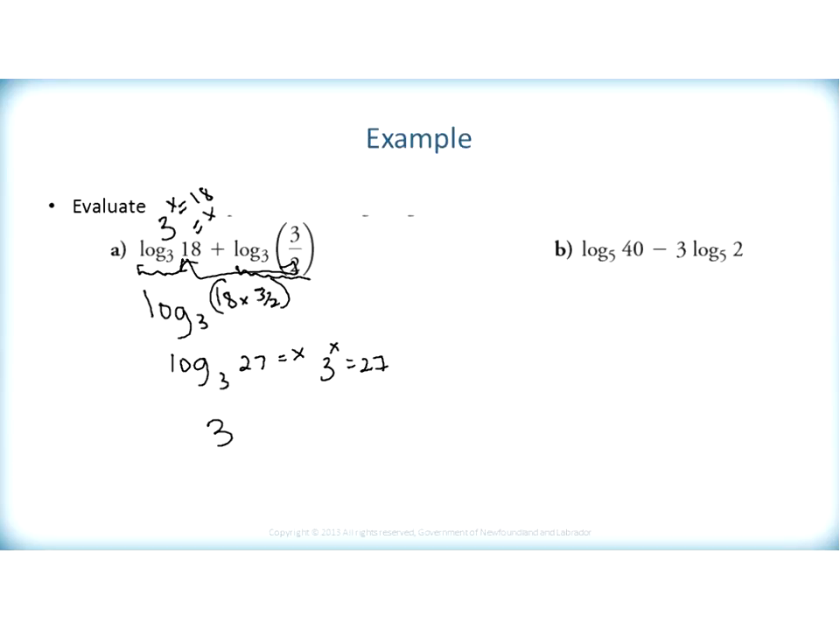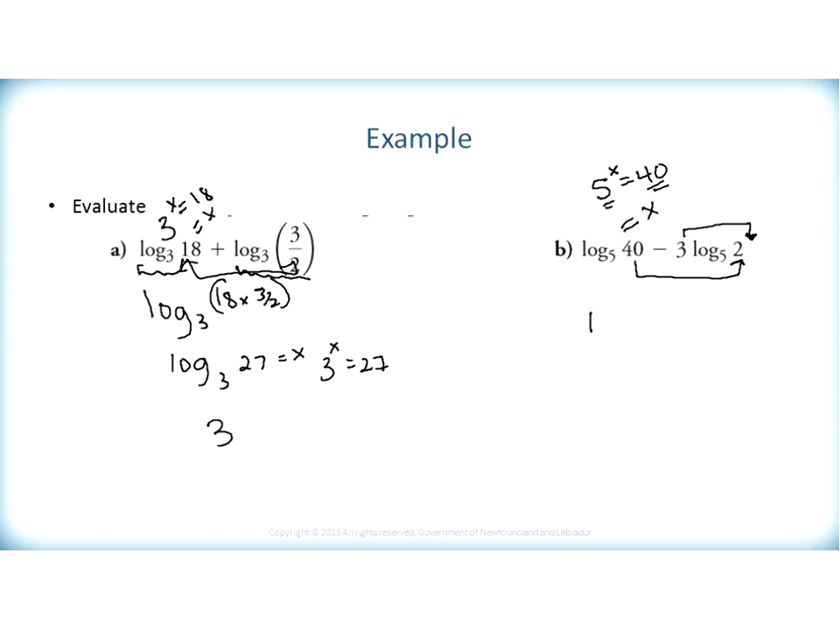In B, we have the same concern here. If we set this expression equal to x, you see that 5 to the power of x equals 40. We cannot write 40 as a power of 5. So let's use the laws of logs. If we use the laws of logs, we'll use the quotient law here. First, we'll use the power law.